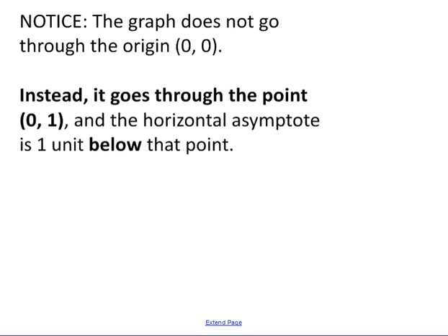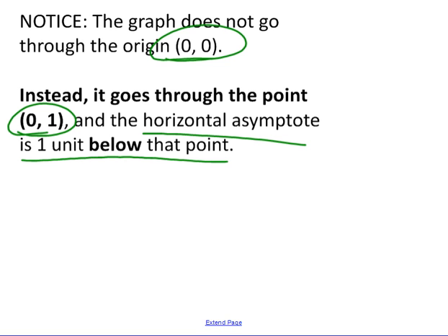So, once again, it does not go through 0, 0. It goes through the point 0, 1. Every exponential graph goes through 0, 1 unless we shift it. And the horizontal asymptote is always going to be 1 unit below this point right here.